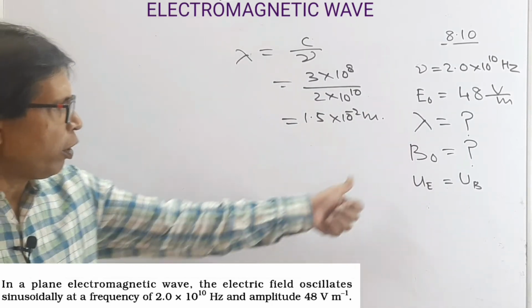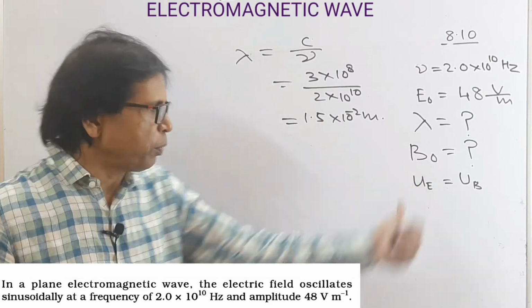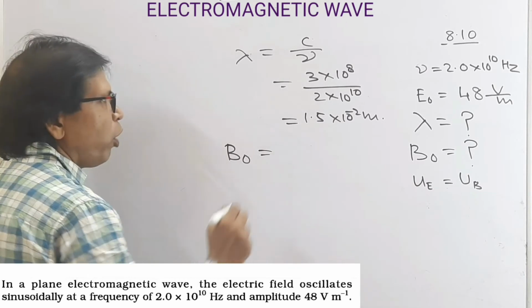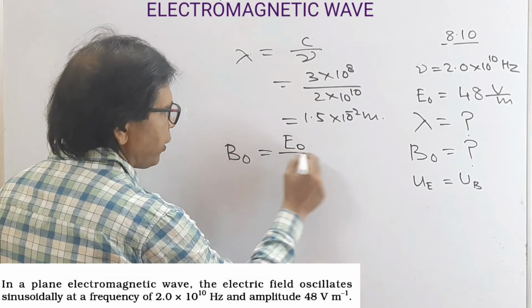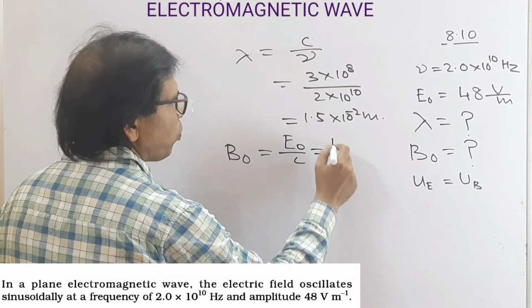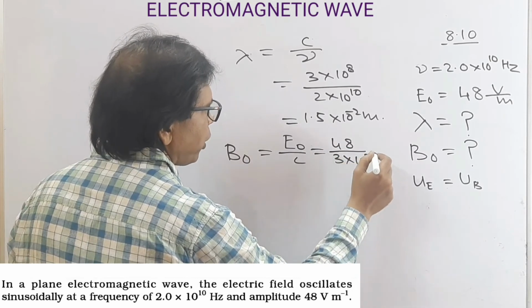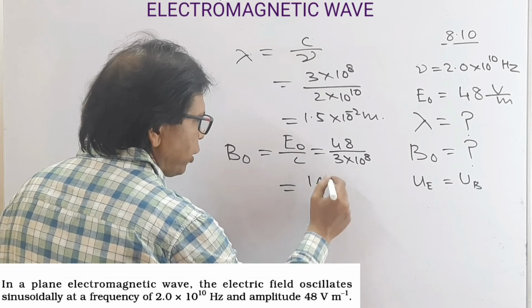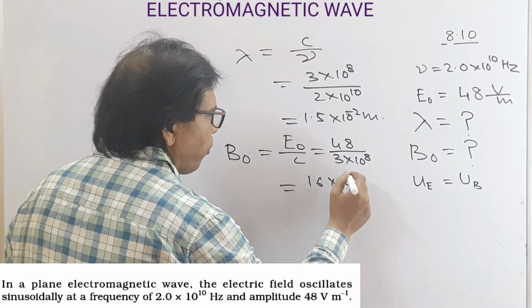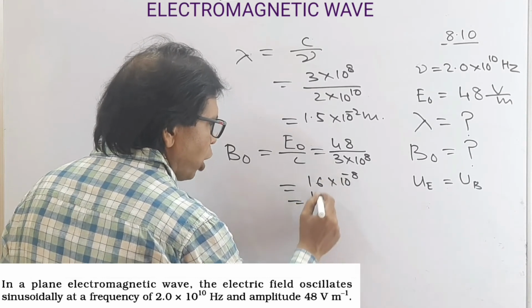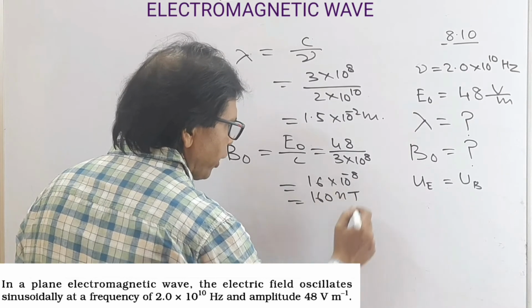Okay. Now the amplitude of the magnetic field. Look at this. B naught equals E naught by c. E naught equals 48, and this is 3 into 10 to the power 8. So this is 16 into 10 to the power minus 8. So this is 160 nano Tesla.